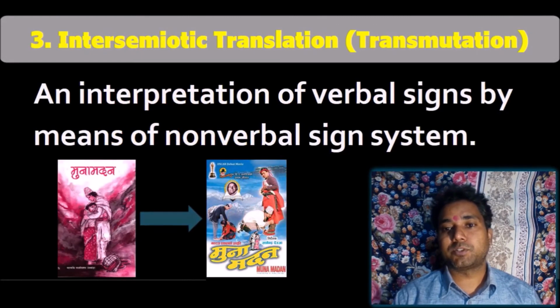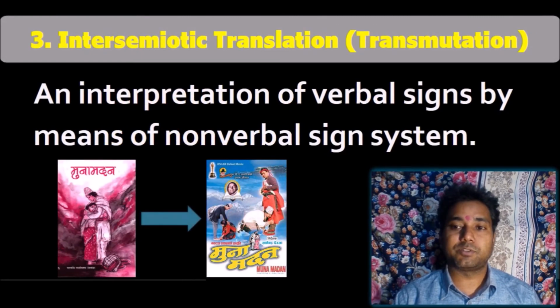The third type of translation is intersemiotic translation. Here, the focus shifts from medium to message. Intersemiotic translation refers to the translation of messages from verbal signs to non-verbal sign systems. For example, verbal art into music, dance, cinema, or painting.